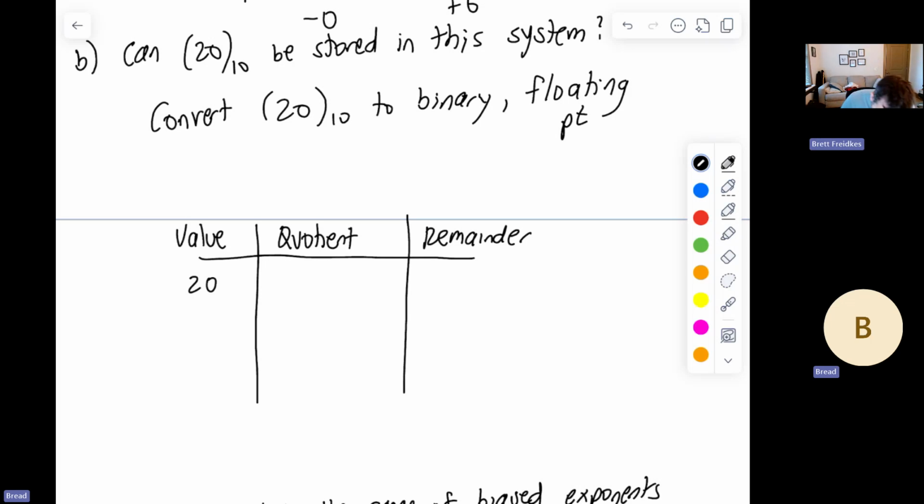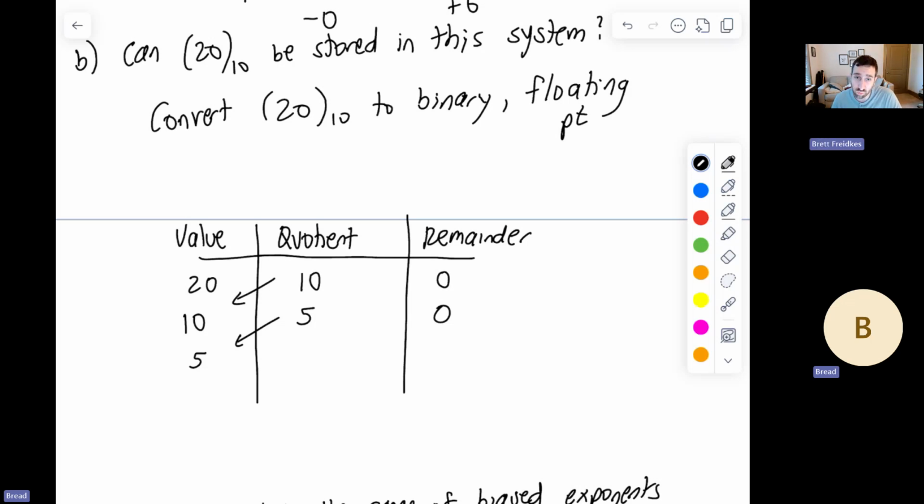So if we divide 20 by 2, we get 10, which has a remainder of 0. It's an even number. We shouldn't have a remainder when we divide by 2. 10 is an even number. When I divide by 2, I get 5. There's no remainder. And again, what I'm doing is I'm taking these quotients and making them my new value.